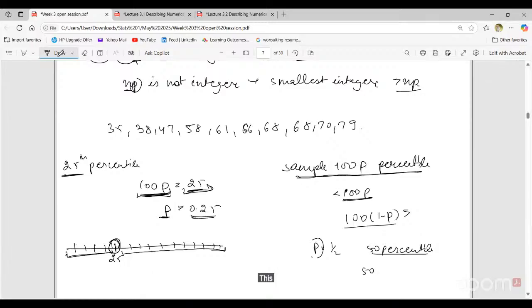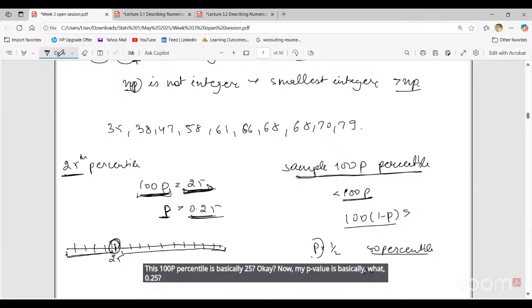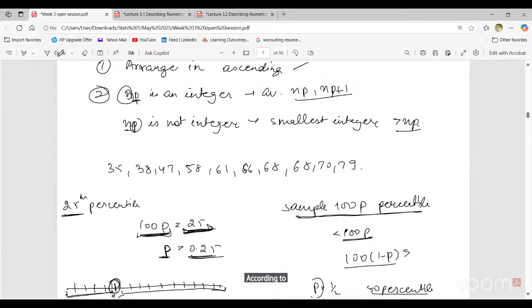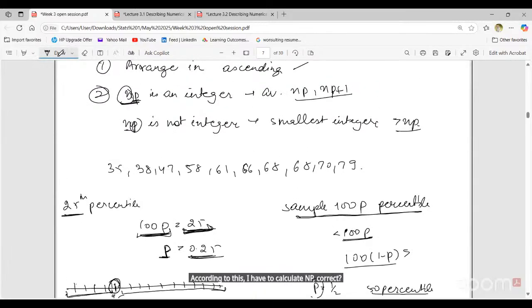So 100p is basically the percentile, 25. Now my p value is basically what? 0.25, which is 1 by 4. Now, according to this, I have to calculate np, correct?